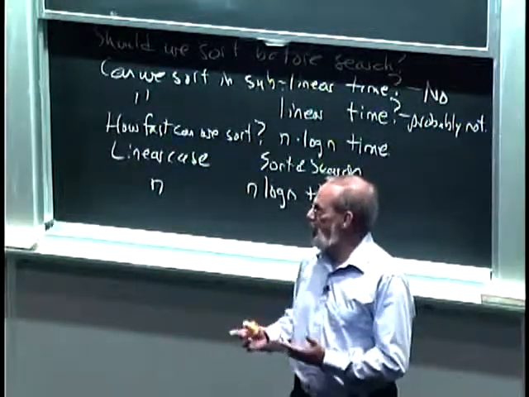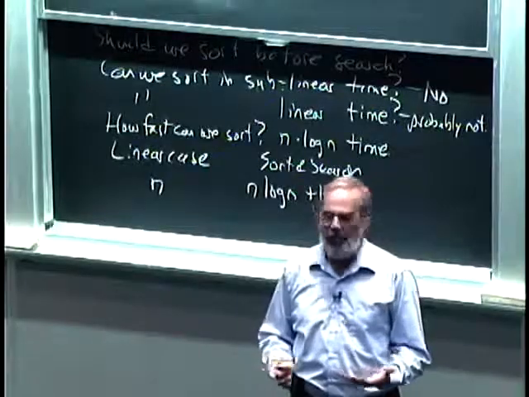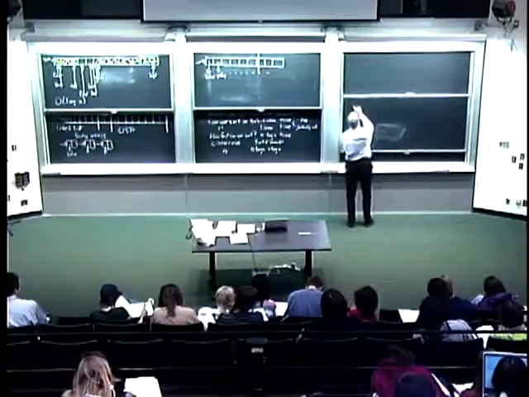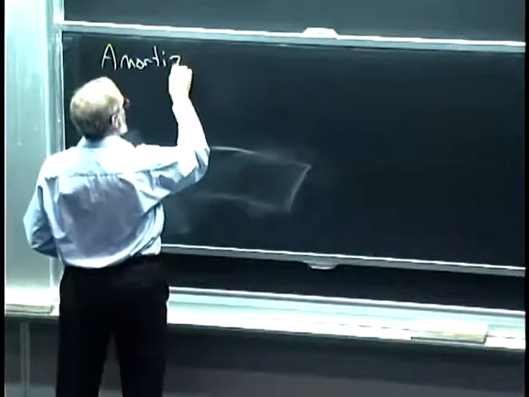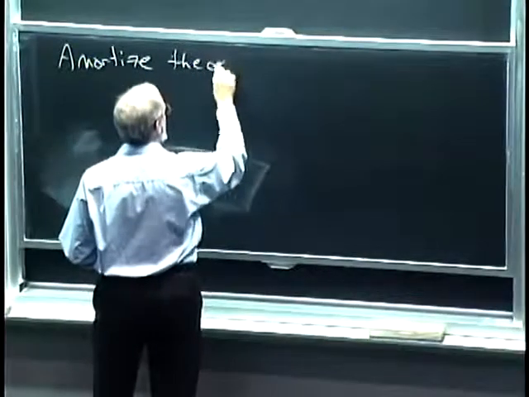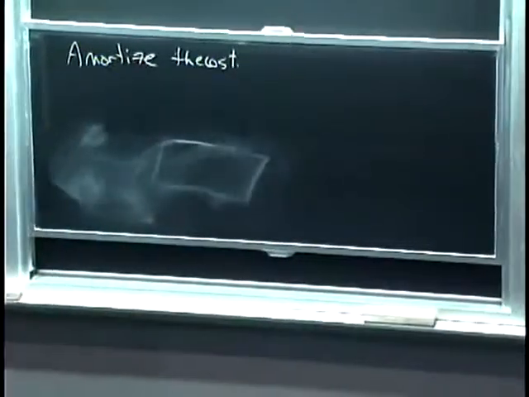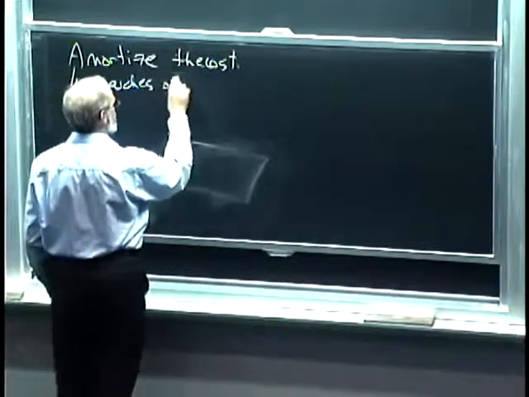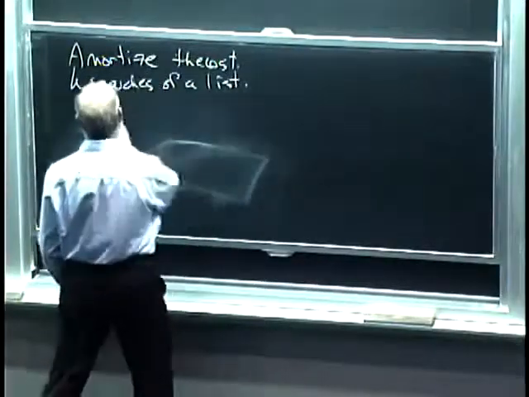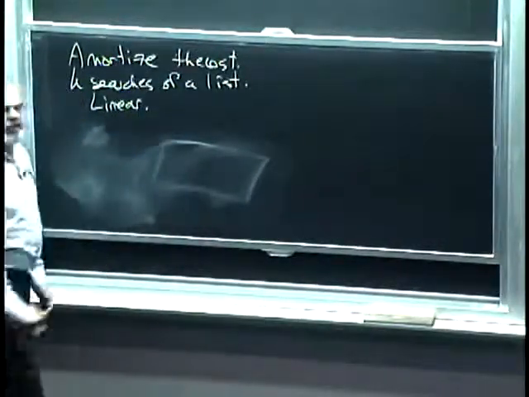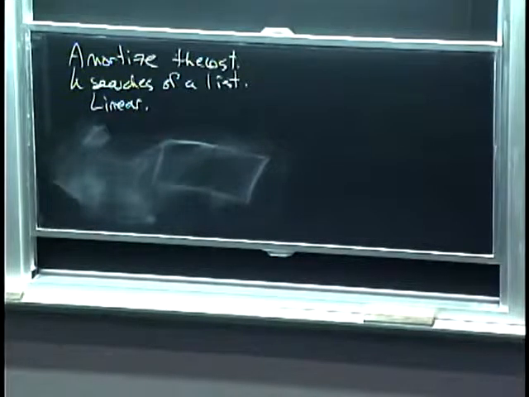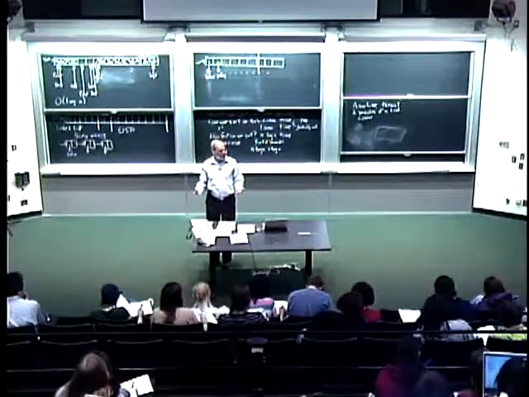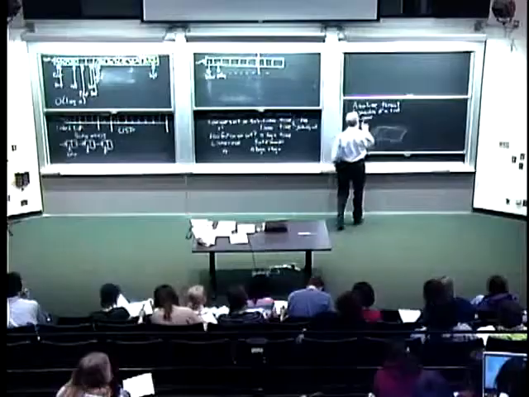On the other hand, am I likely to only search a list once? Probably not. There are going to be multiple elements I'm going to be looking for. So that suggests that, in fact, I want to amortize the cost. And what does that say? It says, let's assume I want to do k searches of a list. In the linear case, meaning in the unsorted case, what's the complexity of this? K times n, right? Order n to do the search, and I have to do it k times, so this would be k times n.